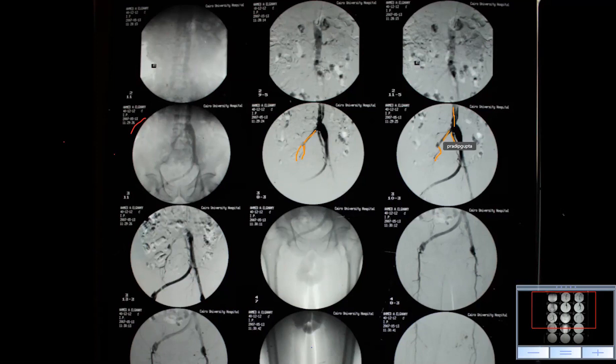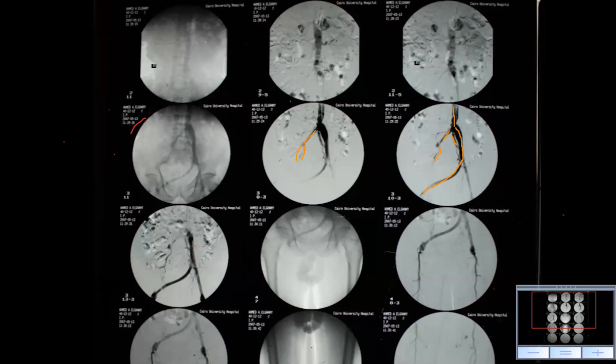Yes, but what is arising from it? There's something arising from it. This one, I think this is a bypass. Yeah, this is a bypass, and where is it going? It's going all the way down to the right femoral. Only the right femoral.